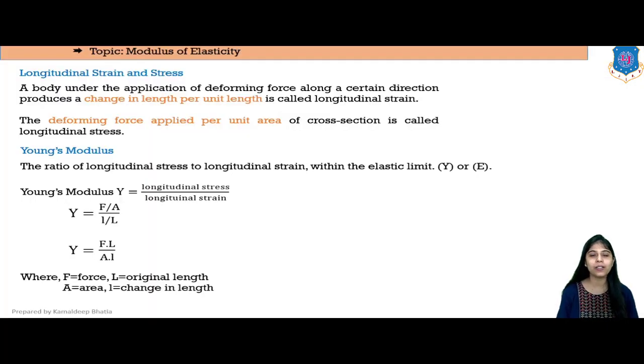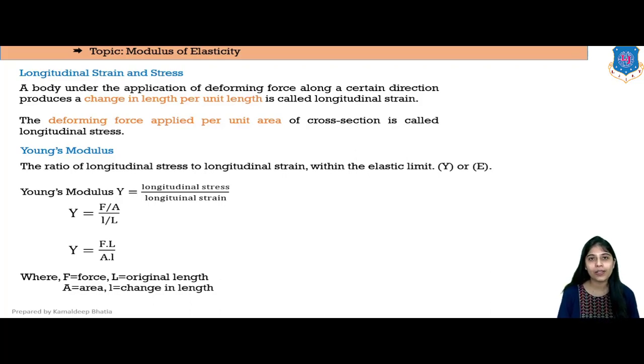So we will start with the longitudinal stress or strain that corresponds to Young's modulus. A body under the application of a deforming force along a certain direction that produces a change in length per unit original length is called longitudinal strain. The deforming force applied per unit area of cross section is called longitudinal stress. The ratio of longitudinal stress to longitudinal strain within the elastic limit is called the Young's modulus of the body.